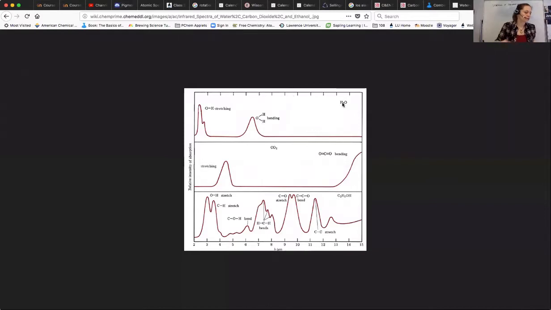So we've got H2O, carbon dioxide, and ethanol. So water, OH bending, OH stretching. CO2, you've got the bending over here, and then you've got the stretching. There's actually two stretching modes, so you have the broader peak, and then ethanol. Crazy. Lots and lots of bands.